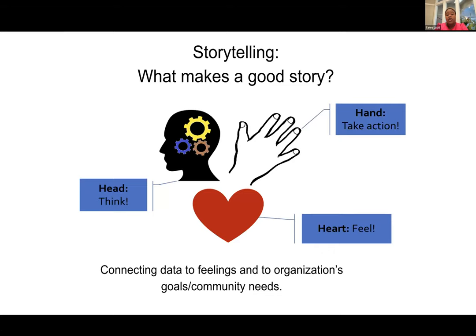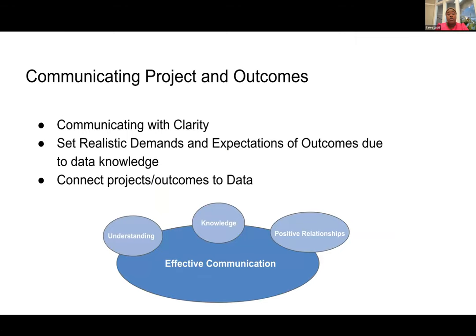So when it comes to communicating project outcomes, like I mentioned, community organizations and partners who do scholarly work are able to get more clarity for project communication and set realistic demands and expectations because of the data knowledge that they have at hand. And I think that is a very powerful thing, being able to link the data you have at hand in your communication to the public or to your audience, as the case may be.